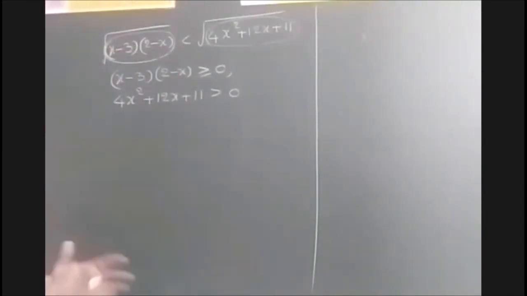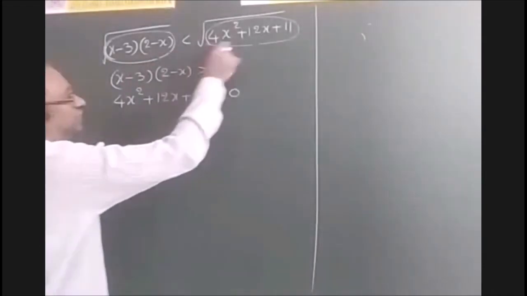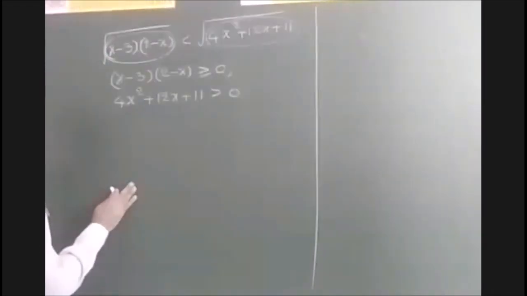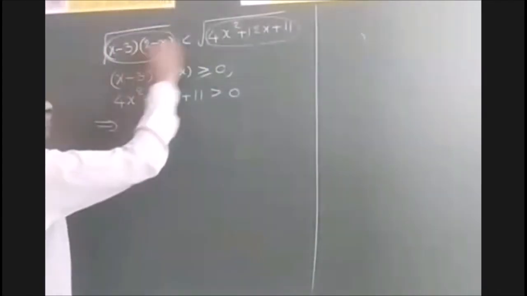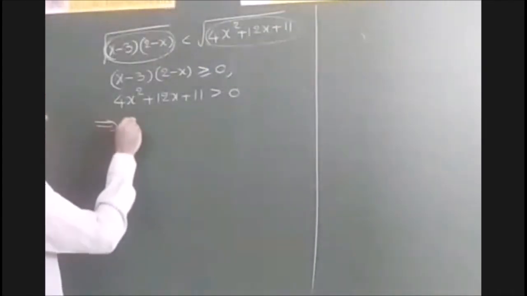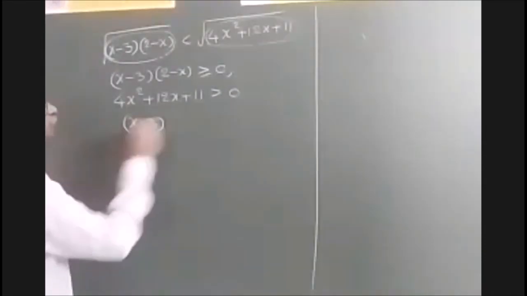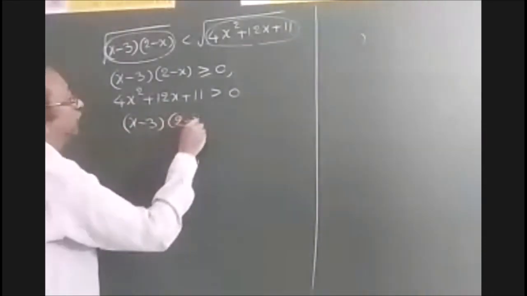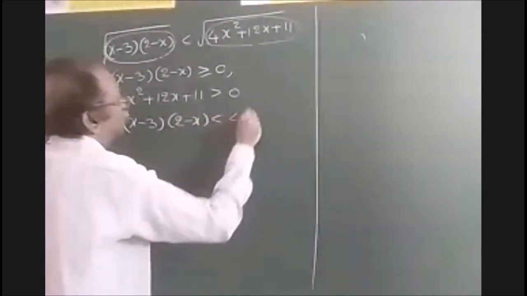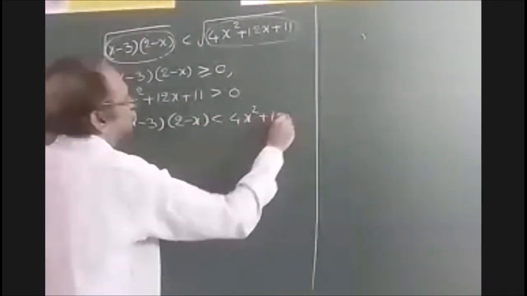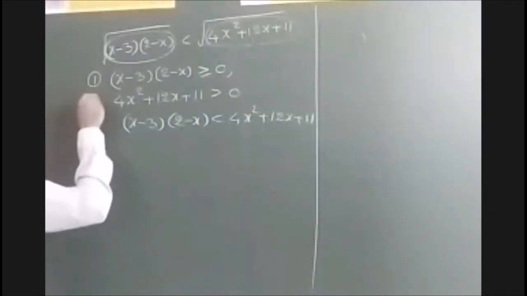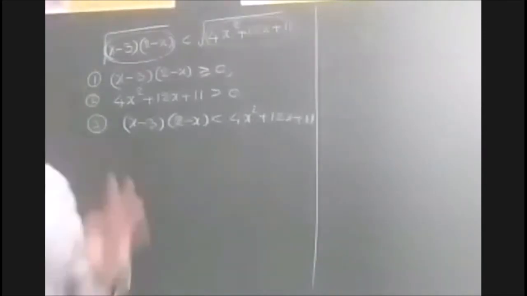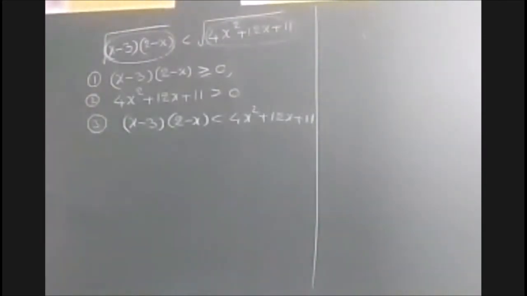And finally, what is the other inequality we have to take? Square this inequality. Because both sides are positive, you can square this comfortably. So you will get (x minus 3) into (2 minus x) less than 4x square plus 12x plus 11. So see, there are three conditions. We have to solve those three inequalities and finally get the common solution.